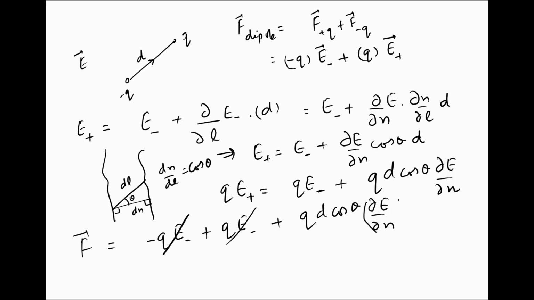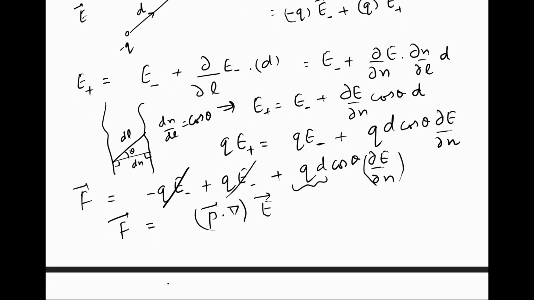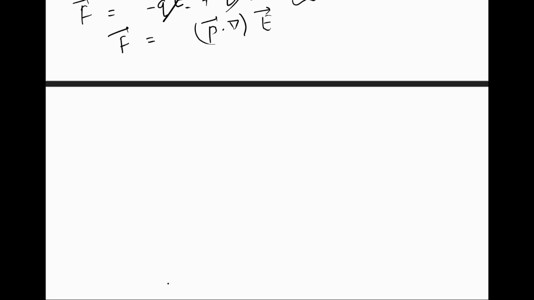Now this is nothing but the gradient, because it is the maximum rate of change and its direction will be in the gradient direction. So in vector form I can write it as F is equal to, this is qd, in vector I will write it as p dot del into the electric field. So this is the expression of force.